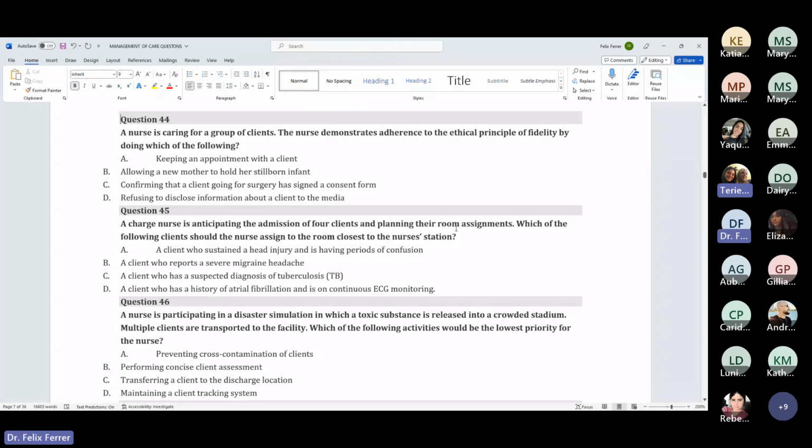This is caring for a group of clients, and they demonstrate adherence to the ethical principle of fidelity by doing which of the following? A. Keeping an appointment, yes. Whatever you promise.